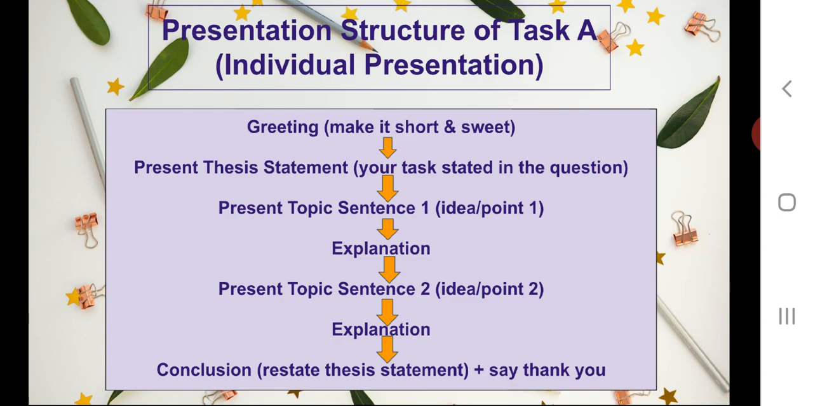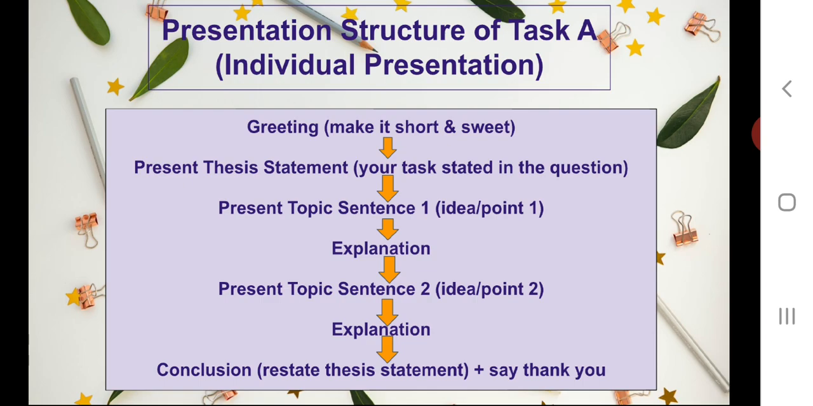This statement is your task which is stated in the question. In the previous lessons, in your writing lessons, I'm sure you have learned the concept of thesis statement, topic sentences, supporting details, right? All right, so you apply the knowledge that you have learned in those writing lessons here. Okay, so after you have stated your thesis statement, next you present your point number 1, and you put that idea of your point into a sentence. It becomes your topic sentence.